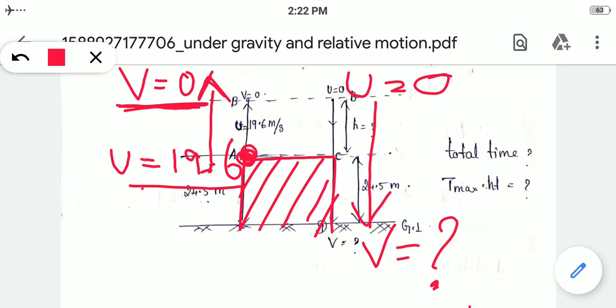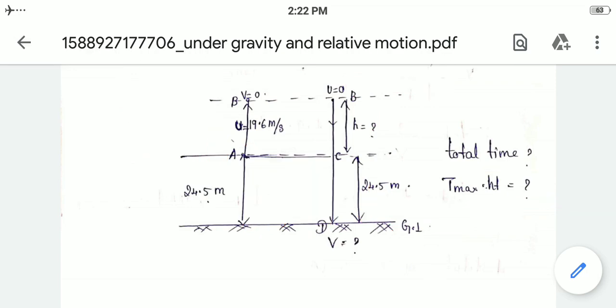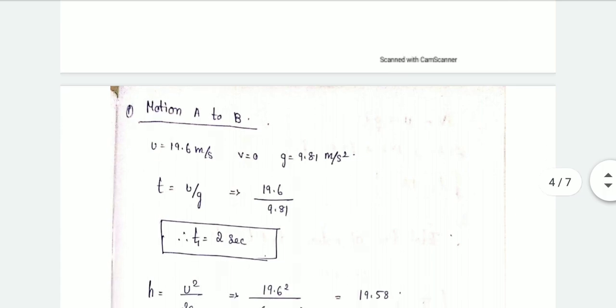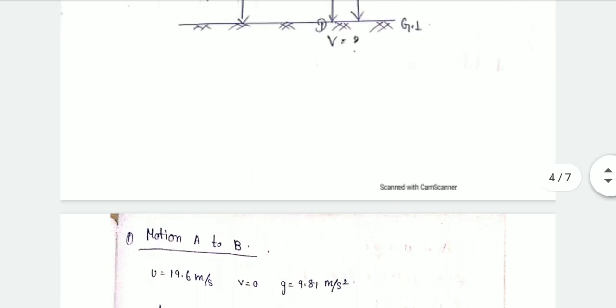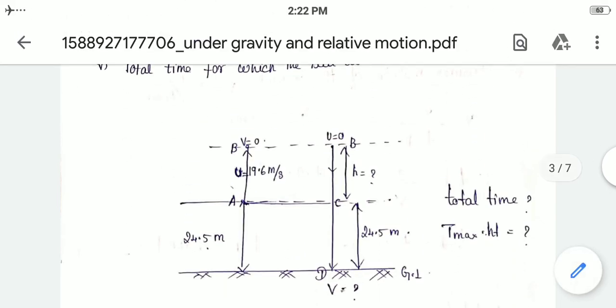This is the question, and the total time also you have to calculate and the maximum height also you have to calculate. This is the given question and you have to find it. Now we'll go to the sum. First I am considering only the motion from A to B. That means I am standing here and I am throwing a ball.